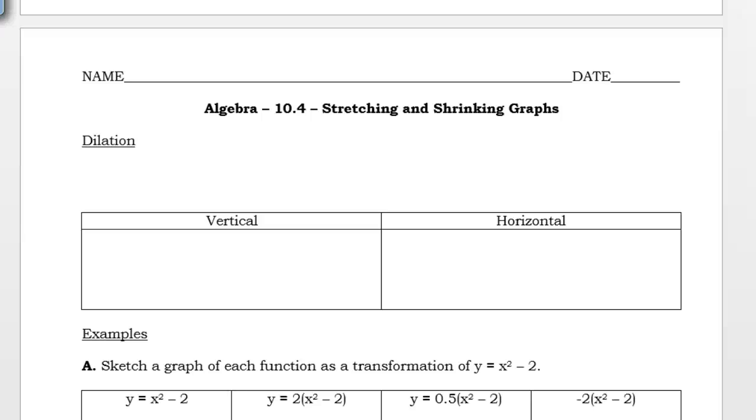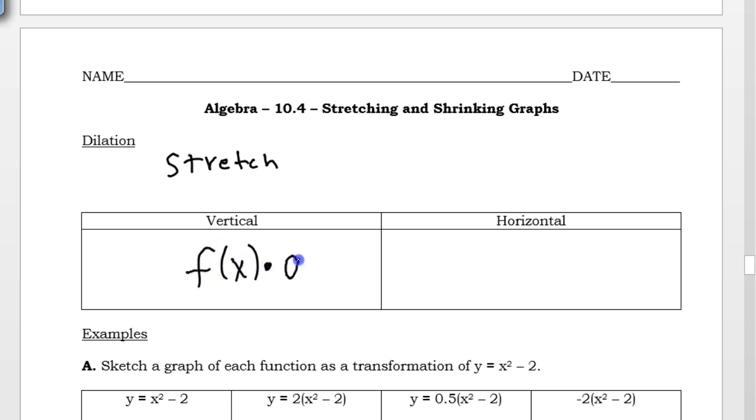This is Algebra Lesson 10.4, Stretching and Shrinking Graphs. So the transformation that we're going to talk about today is a dilation, and that would be taking a graph and stretching it. And we accomplish stretches through multiplication. If I have a function and I multiply it by some value, it's going to stretch it vertically. If I have a function and I divide it by some number, that's going to stretch it horizontally.